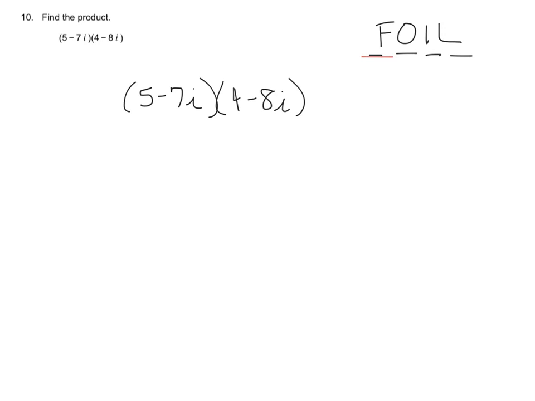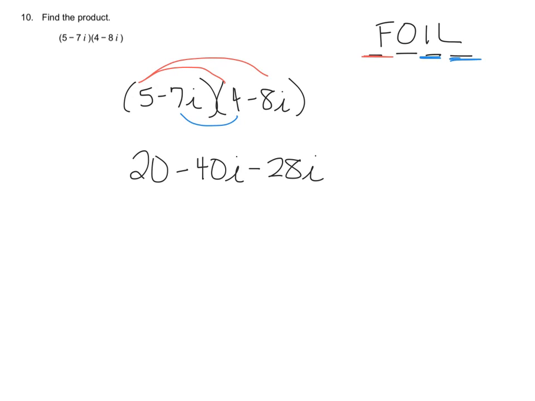So I'll first multiply the first terms in each parenthesis. So I need to multiply 5 times 4, which gives me 20. Then the outer terms, which is 5 times -8i, which gives me -40i. Then my inner terms, -7i times 4, which is -28i.